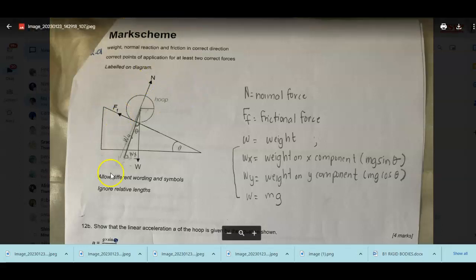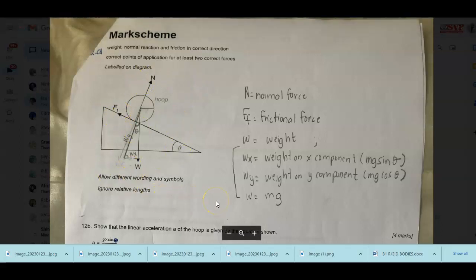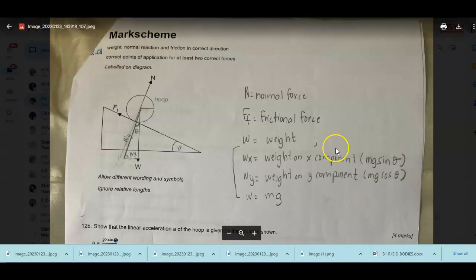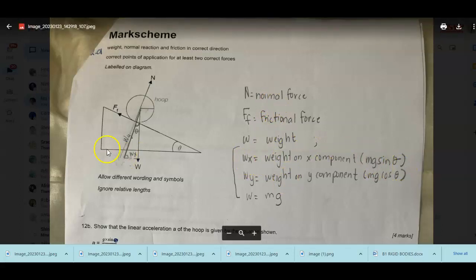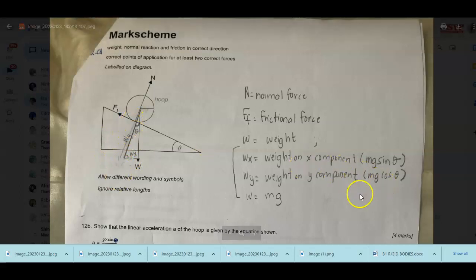So in other words, this is the schematic diagram, or the free body diagram, of the forces that exist in this particular system. As you can see, we have normal, frictional, and weight. Our weight on x is denoted by mg sine theta, and on y by mg cosine theta.